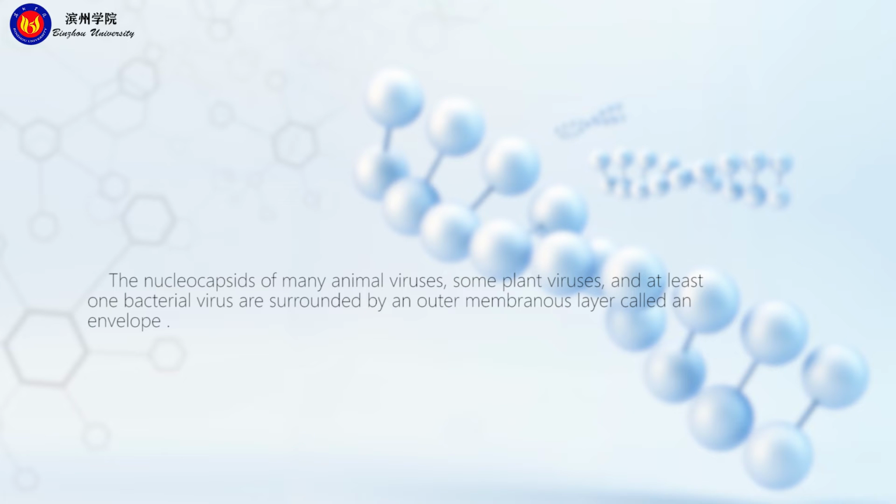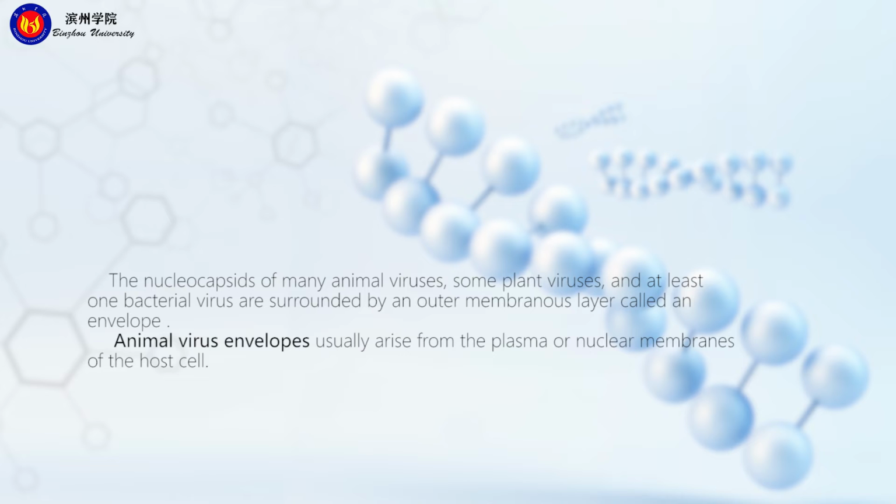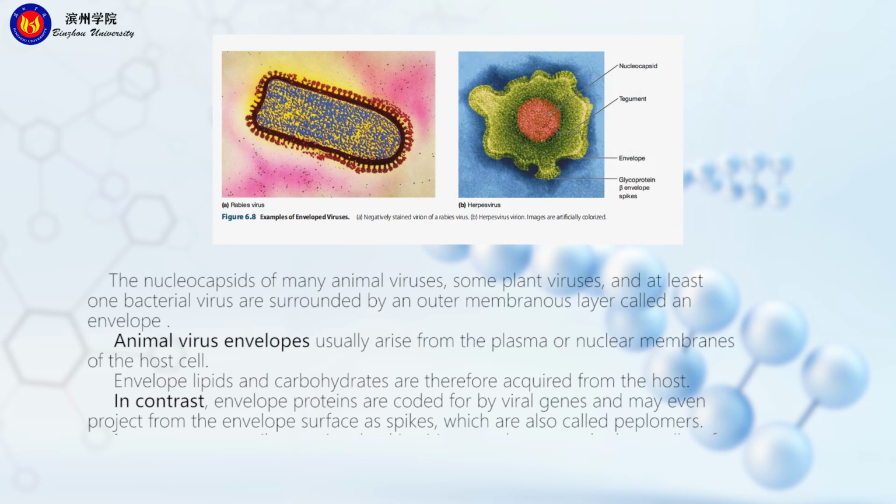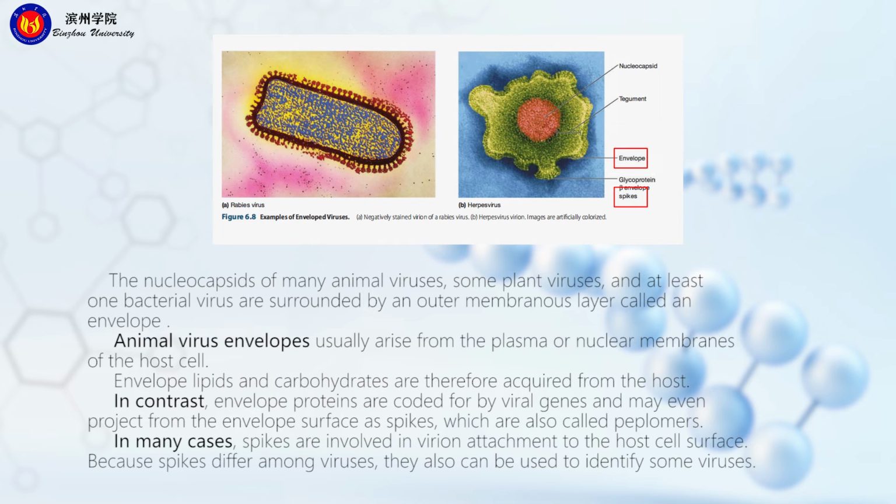The nucleocapsids of many animal viruses, some plant viruses, and at least one bacterial virus are surrounded by an outer membrane layer called an envelope. Animal virus envelopes usually arise from the plasma or nuclear membranes of the host. Envelope lipids and carbohydrates are therefore acquired from the host. In contrast, envelope proteins are coded for by viral genes and may even project from the envelope surface as spikes, which are also called peplomers. In many cases, spikes are involved in virion attachment to the host cell surface. Because spikes differ among viruses, they also can be used to identify some viruses.